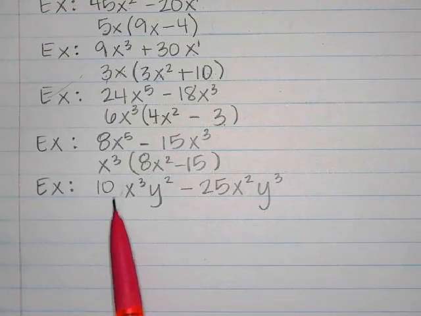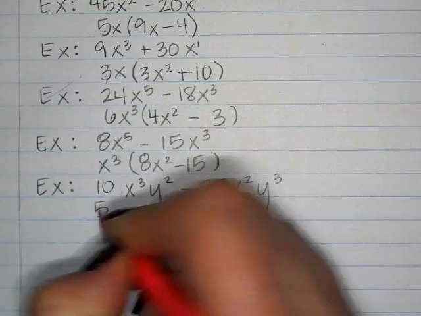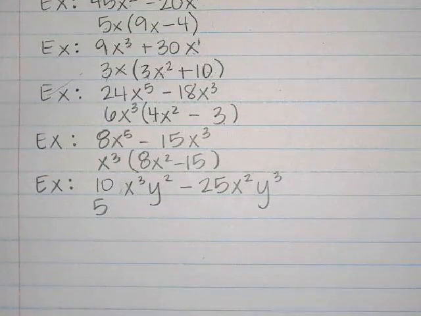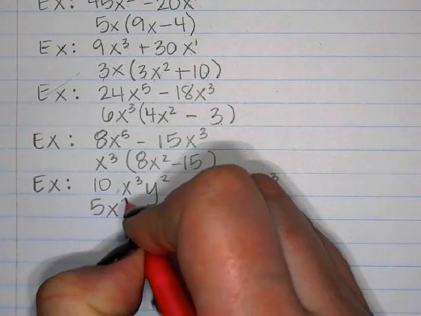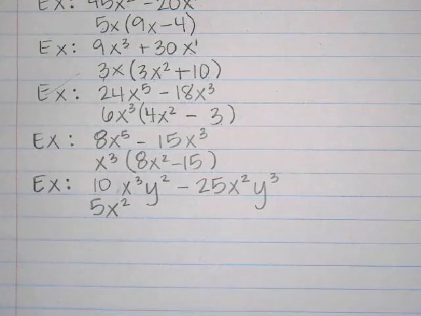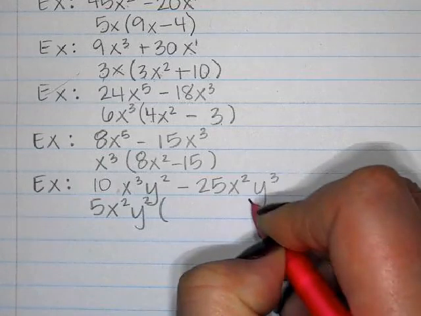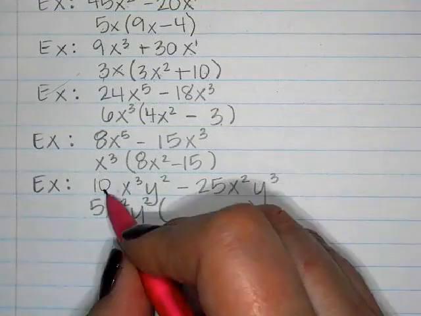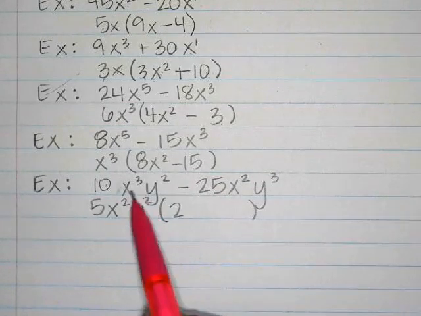Anybody know what number we're taking out? 5. Okay. So x squared, that's the smallest exponent for the x's. And y squared, that's the smallest exponent for the y's. So 10 divided by 5 is 2. The y's are completely gone. The x's have one more.